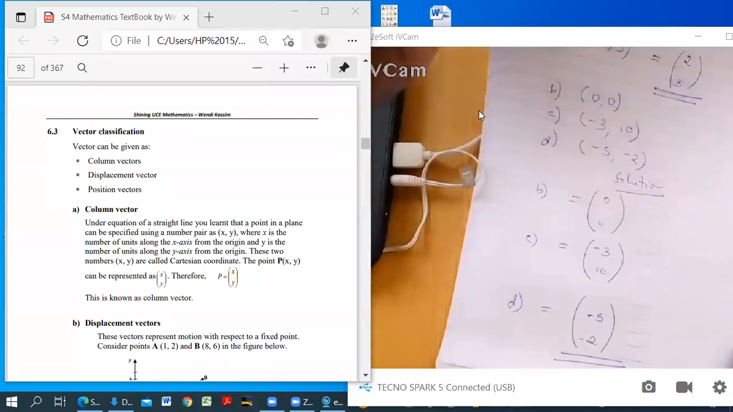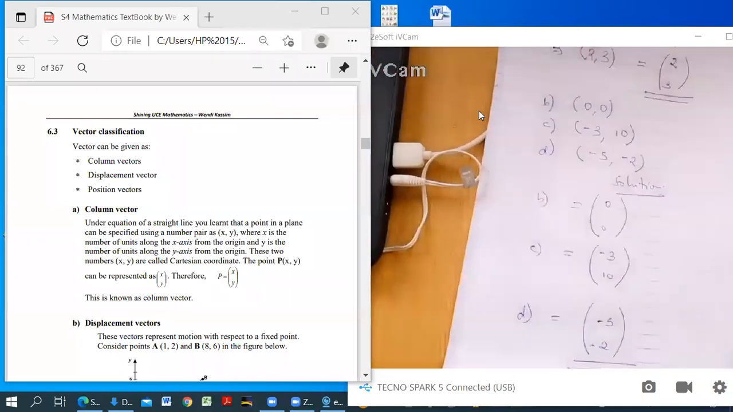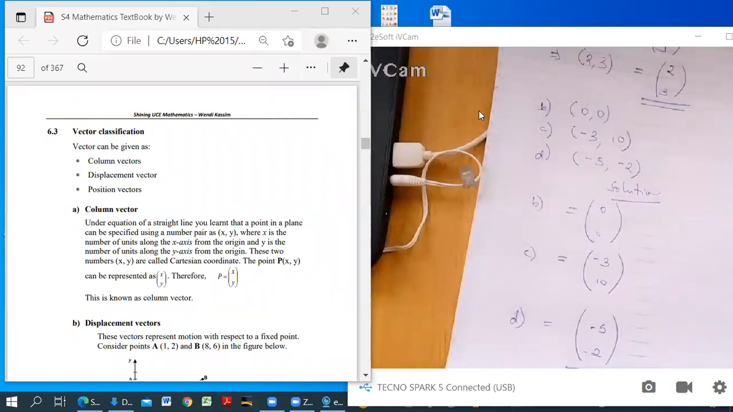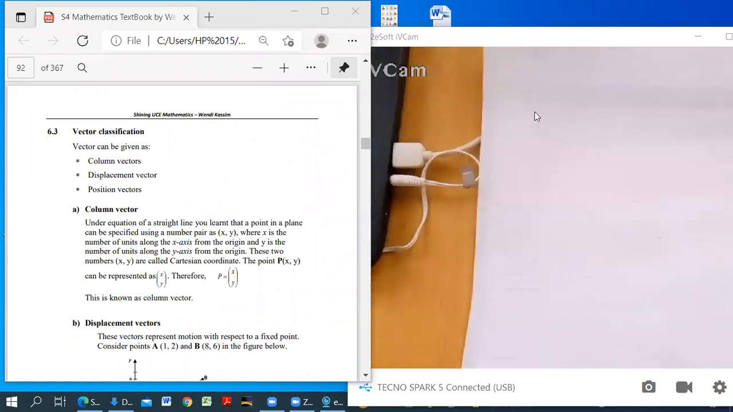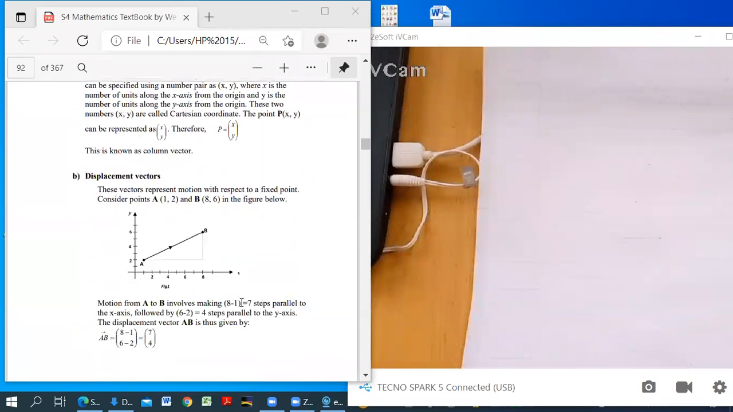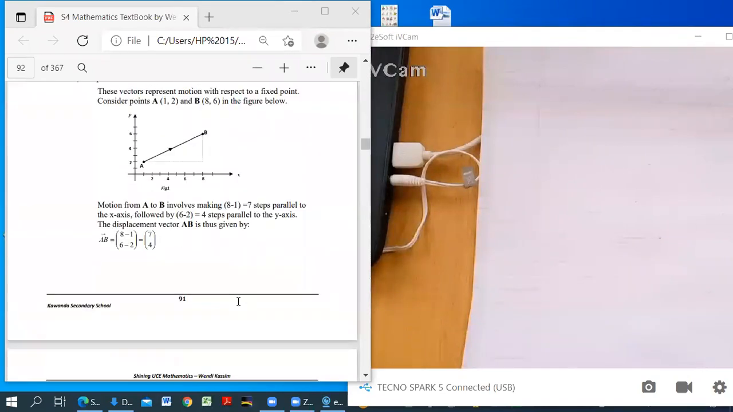So we all know how to change a coordinate into a column vector form. Is there any problem there before we move? No, there's no question. We know how to convert, right? Yes, very good. Let's move to the next concept now. I talk of column vector. The second one was displacement vector, right? Let's go to displacement vector now.